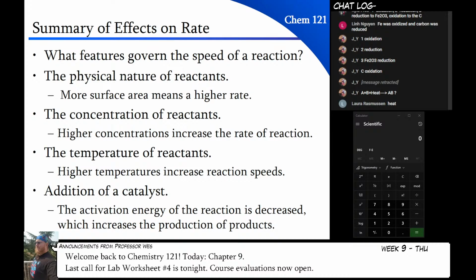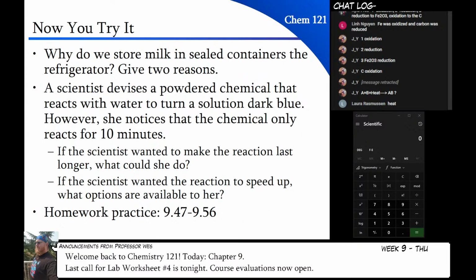So there's our summary. On the screen, I'm going to put 2 problems up. The first problem is, why do you think we store milk that we purchase from the store in a sealed container in the refrigerator? Think of what reactions milk can undergo, and then give 2 reasons why we do these things to prevent those reactions, because you don't want reactions to occur in your milk. It would sour and get gross.